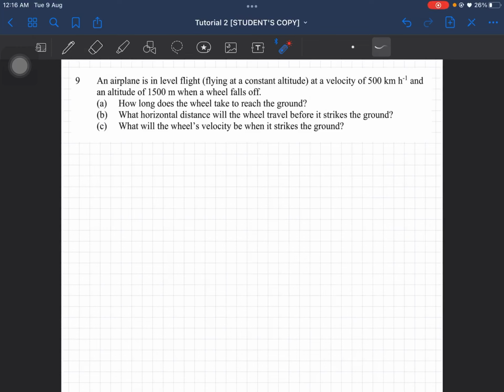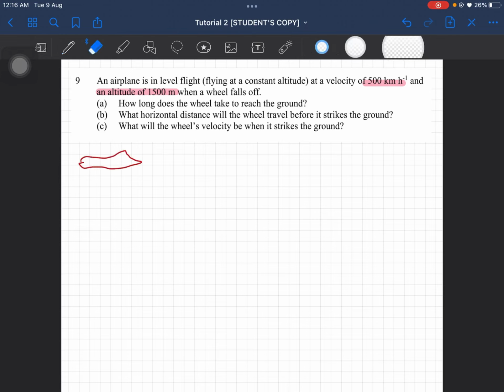Alright, second last question. An airplane is in level flight, flying at a constant altitude at a velocity of 500 km per hour at an altitude of 1500 meter when a wheel falls off. Okay, so now there is an aeroplane.